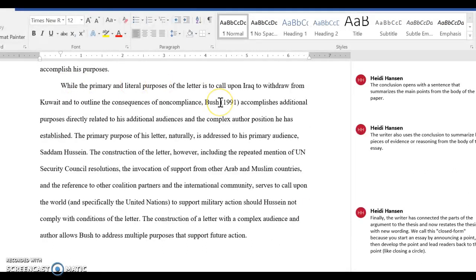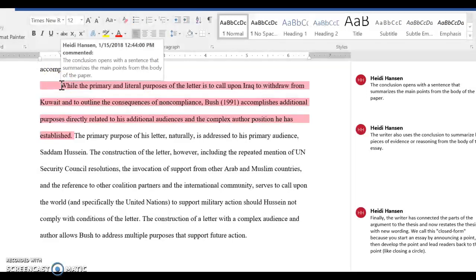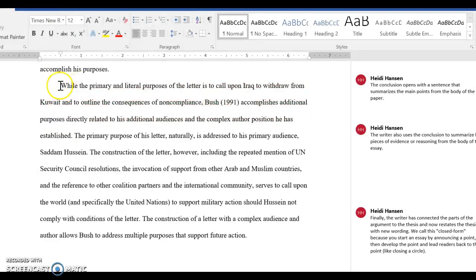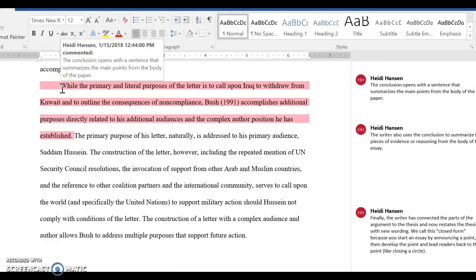So let's also briefly look at the conclusion of this paper. In the conclusion, the writer says, "While the primary and literal purposes of the letter is to call upon Iraq to withdraw from Kuwait and to outline the consequences of non-compliance, Bush accomplishes additional purposes directly related to his additional audiences and the complex author position he has established."